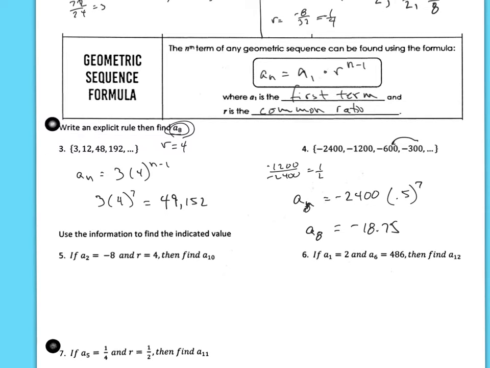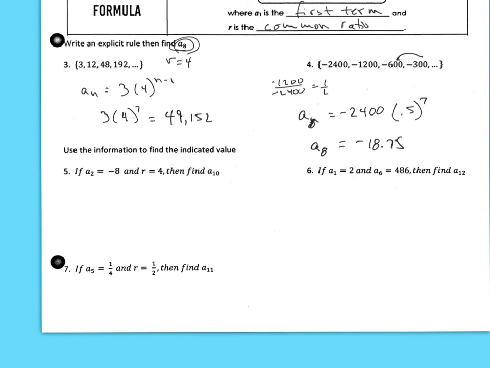Sorry, I called that a sub n. It's really a sub 8. All right, so let's go backwards. Here we have a sub 2. So we know that a sub 2 is equal to the first term times the ratio to the n minus 1 power. And so a sub 2 is really negative 8.